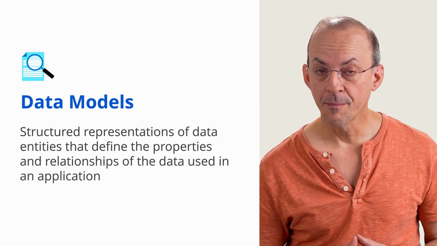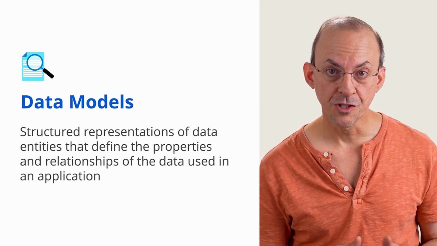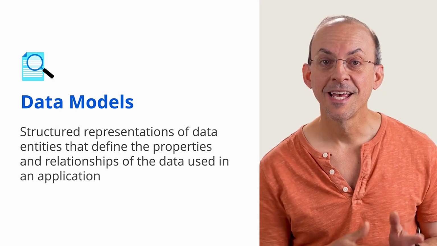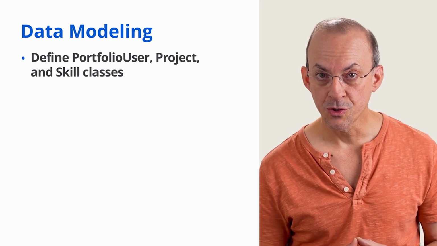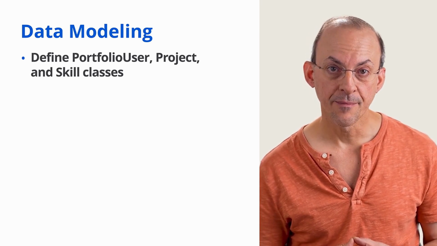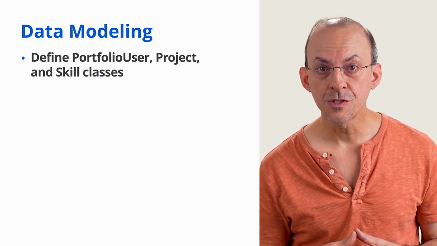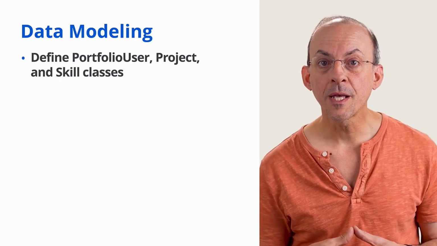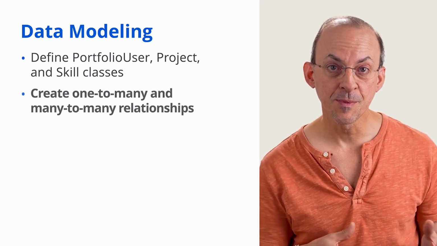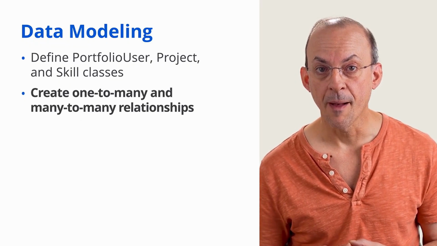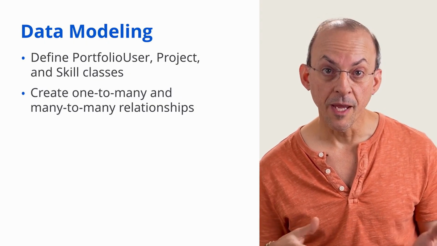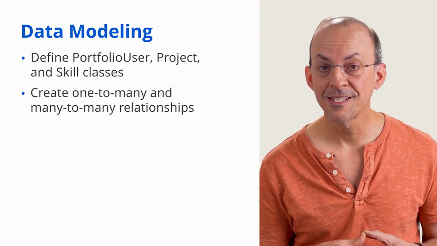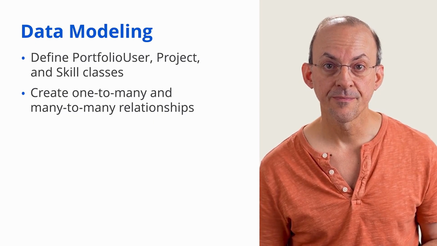Next, you'll build out your data models. Data models are structured representations of data entities that define the properties and relationships of the data used in an application. These define what your app will store and how the pieces relate. Portfolio users, projects, and skills will all become classes, and the relationships between them make up the data structure of your app. These models live in the shared project, so both your API and your Blazor front end can access and use the same data definitions.